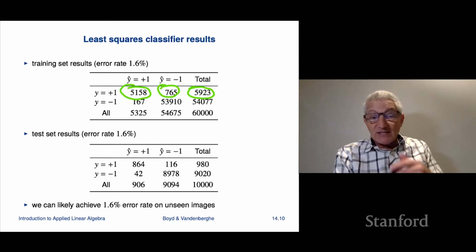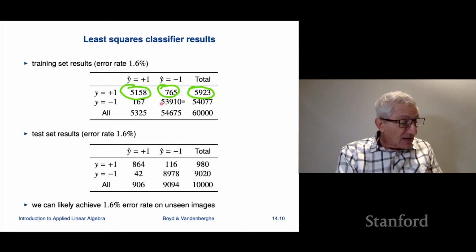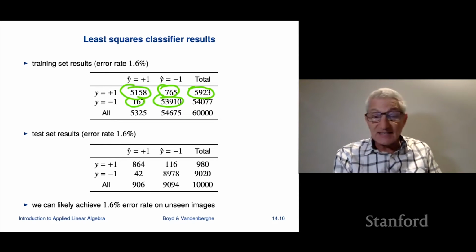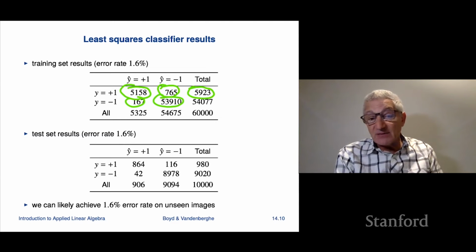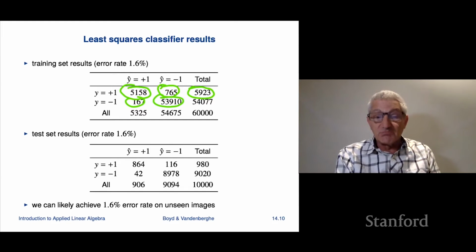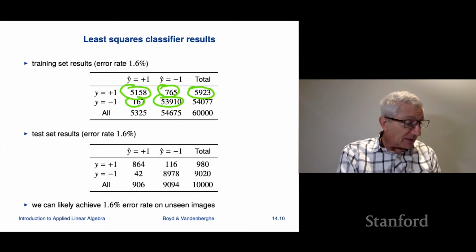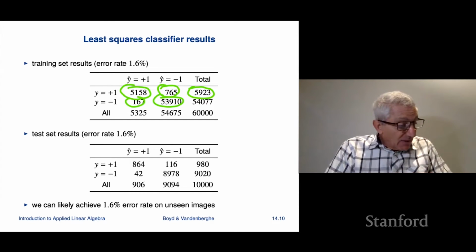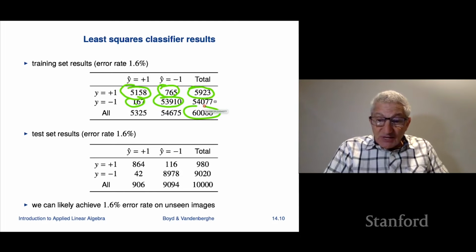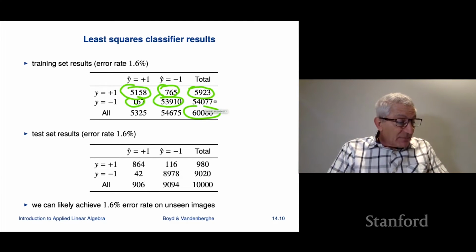The good news is that when the digit wasn't a 0, we got a whole lot of them right, and we didn't make too many errors. We made 167 false positives. A false positive in this context means the digit is not 0, but we look at it and guess it's 0. Overall, the error rate, which is this number plus this number divided by the total of 60,000, is 1.6%. When we go to the test set of 10,000, we get about the same error rate.